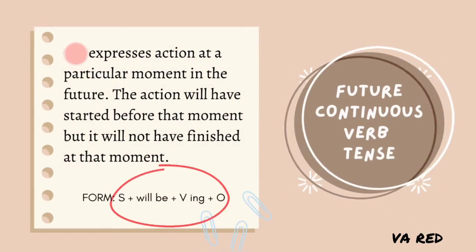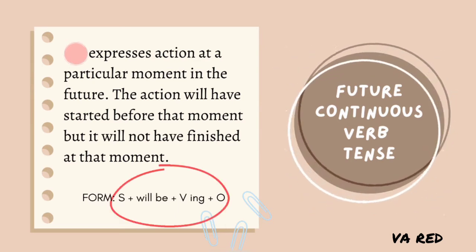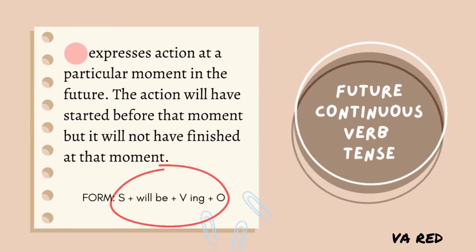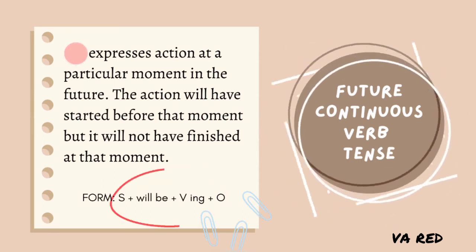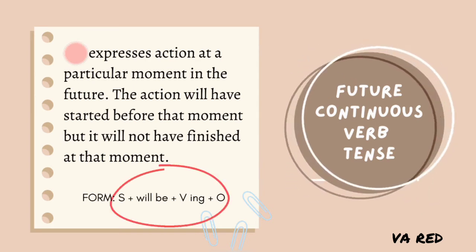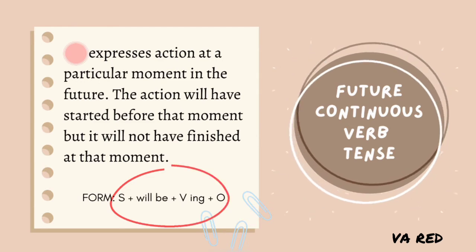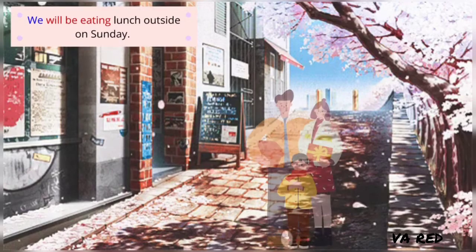Future continuous verb tense expresses action at a particular moment in the future. The action will have started before that moment but it will not have finished at that moment. Ito yung siguradong kilos o plano na magaganap sa hinaharap. And the formula for this is subject plus will be plus verb in present tense form plus object.